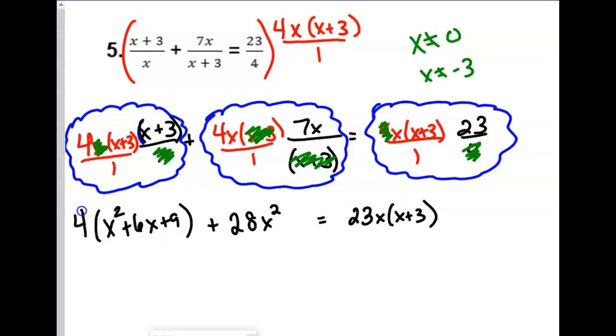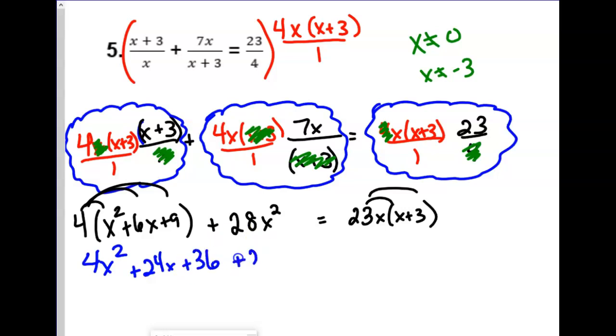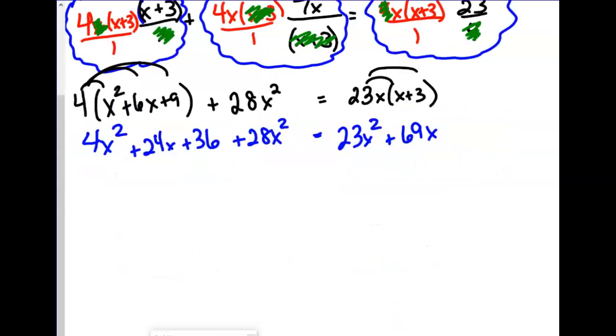All right, here we go. Distribute, and then this guy as well. So we have 4x squared plus 24x plus 36. You still have a plus 28x squared. Let's see, here you have a 23x squared plus 69x. Now this is one of those questions where there's a lot of algebra and a lot of computation where I could have made a mistake. So if you notice like a classic Abruzzo thing where I don't add right, you let me know.